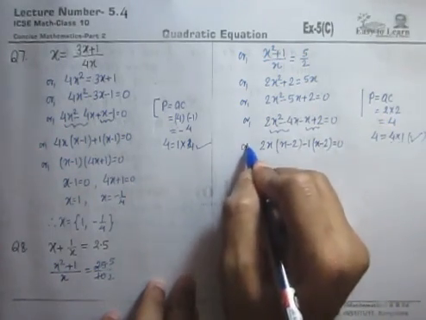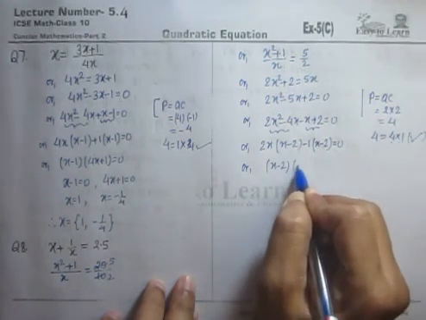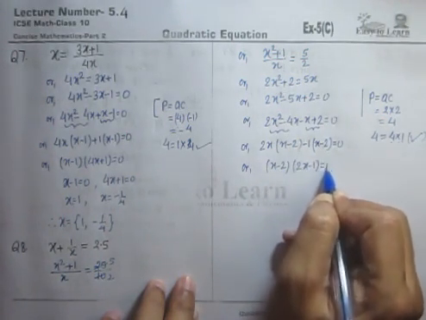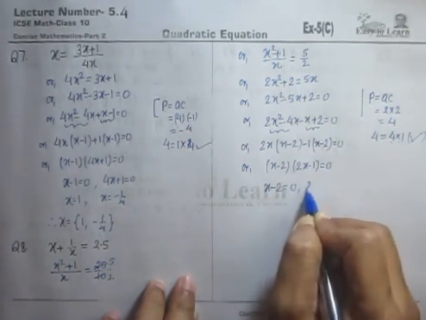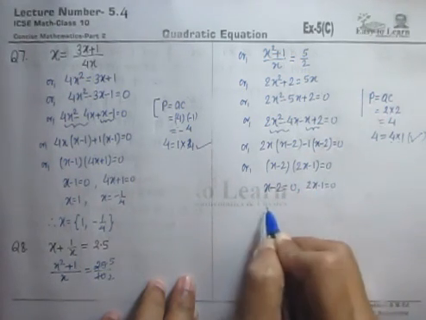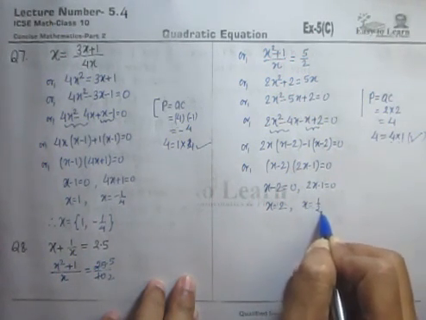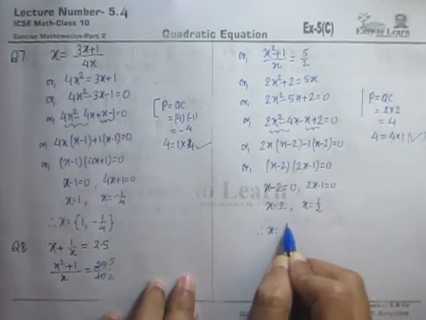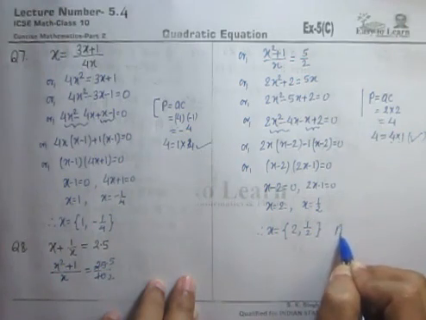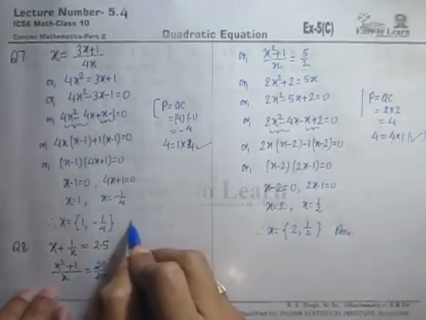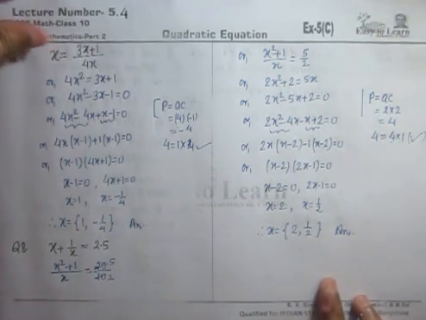Now be careful about the sign. Now x minus 2 into 2x minus 1 equal to 0. Now putting each factor equal to 0, x minus 2 equal to 0, 2x minus 1 equal to 0. So x is equal to 2, and from here x is equal to 1 by 2. Therefore x is equal to 2 and 1 by 2. These are the answers. So we have completed 8 questions.